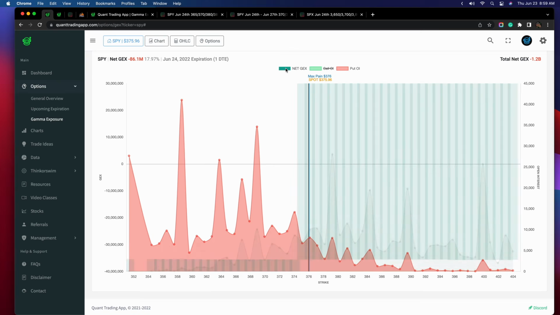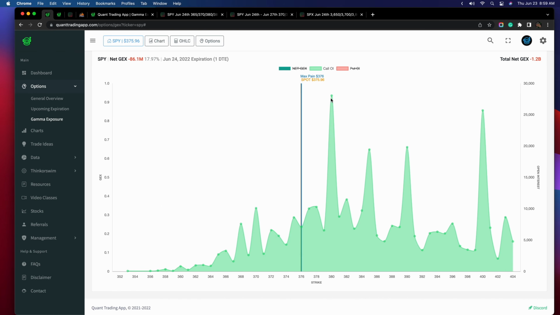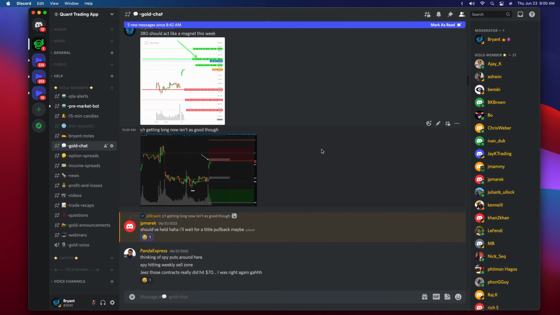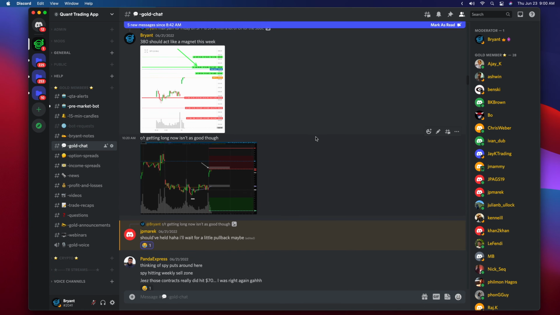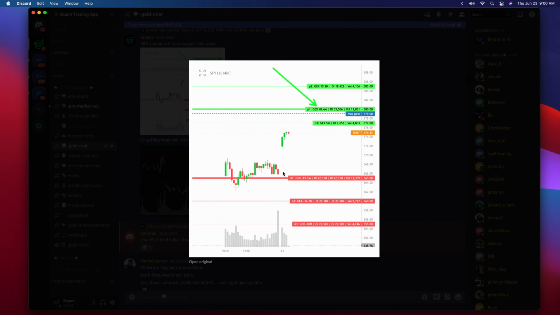Towards the beginning of the week, if we just look at the call open interest, this number was significantly higher, so it's only 28,000 now. Let's actually scroll over to the Quant Trading App Discord, let's take a look. So this is early in the week right here. As I mentioned, the 380 should act as a magnet for this week. This was just after the market had opened up here and we started rallying at the start of this week.